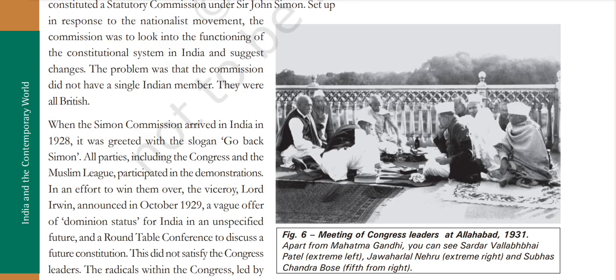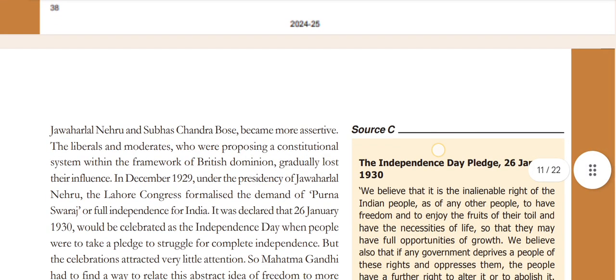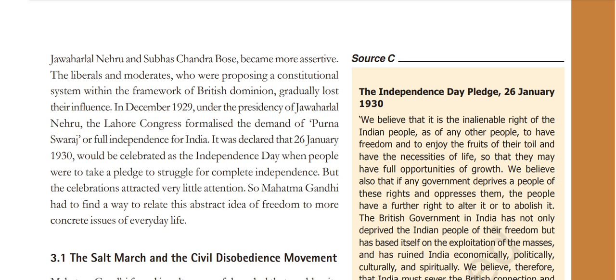In an effort to win them over, the Viceroy Lord Irwin announced in October 1929 a vague offer of dominion status for India in an unspecified future, and a round-table conference to discuss a future constitution. This did not satisfy the Congress leaders. The radicals within the Congress, the leaders led by Jawaharlal Nehru and Subhash Chandra Bose, became more assertive. The liberals and moderates, who were proposing a constitutional system within the framework of British dominion, gradually lost their influence.